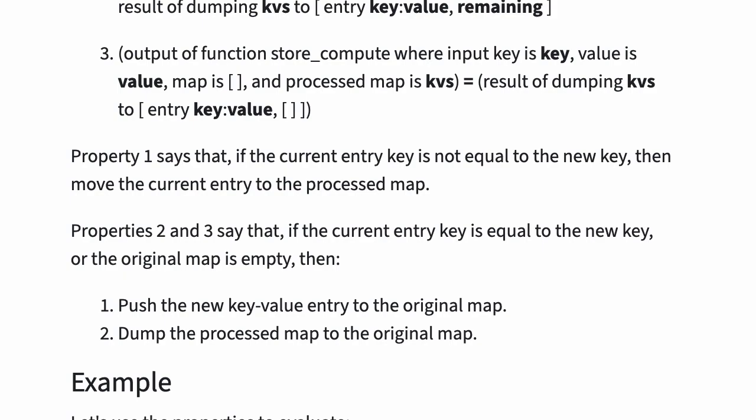Property 1 says that if the current entry key is not equal to the new key, then move the current entry to the processed map. Properties 2 and 3 say that if the current entry key is equal to the new key, or the original map is empty, then push the new key value entry to the original map, then dump the processed map to the original map.